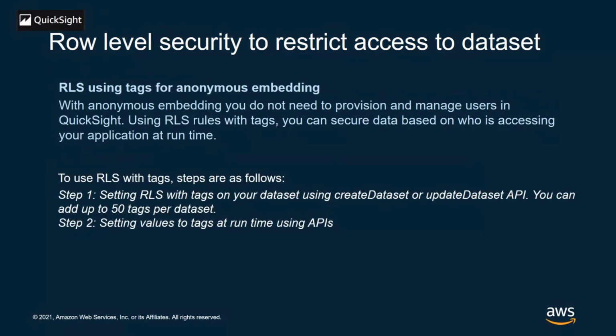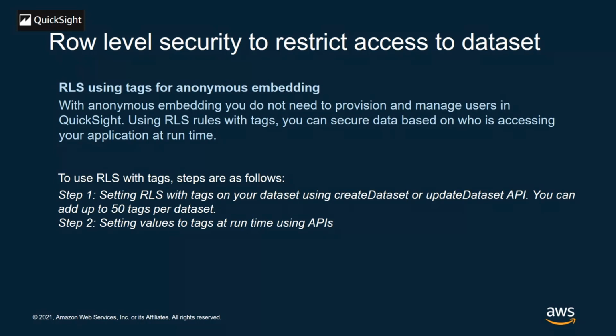We will also be launching very soon RLS using tags for anonymous embedding. So anonymous embedding is a use case where you don't have to go through any sort of authentication for the user, or you don't have to manage and provision users. If you're an ISV, if you have thousands of users, you just don't need to worry about provisioning and managing these users. You can use identity type anonymous in the get dashboard embed URL API and embed that URL into your dashboard. And whoever can access your application can now access this dashboard.